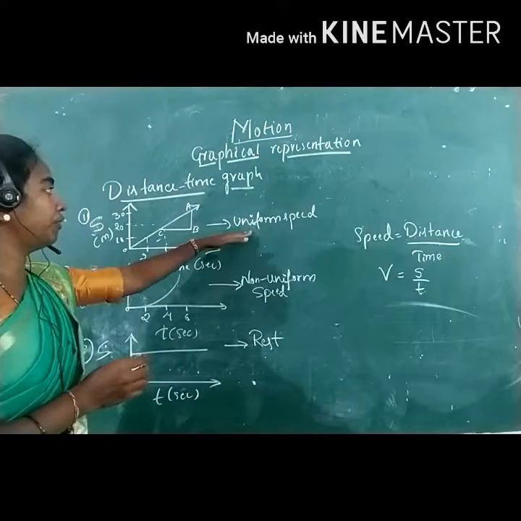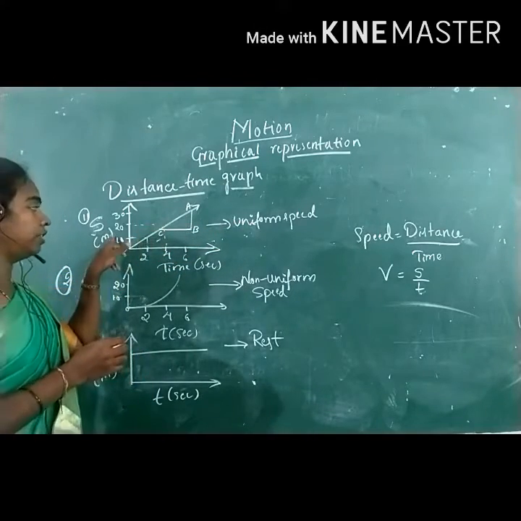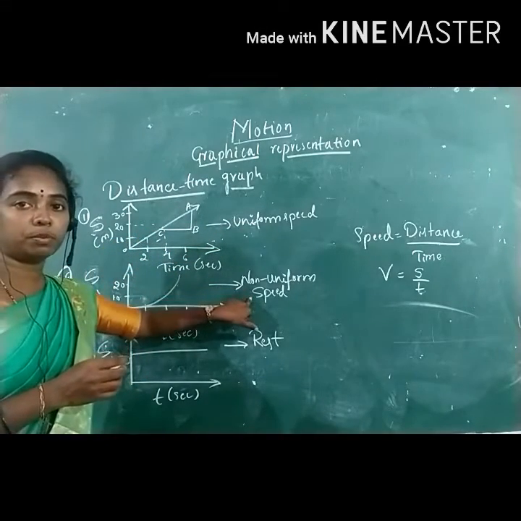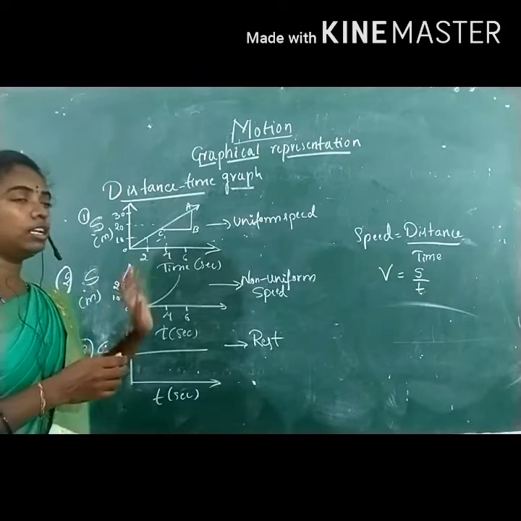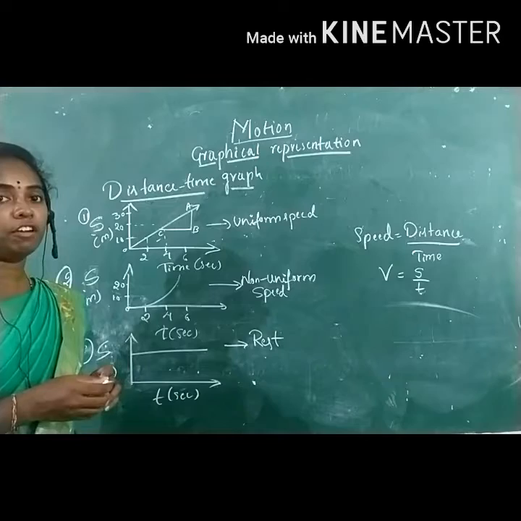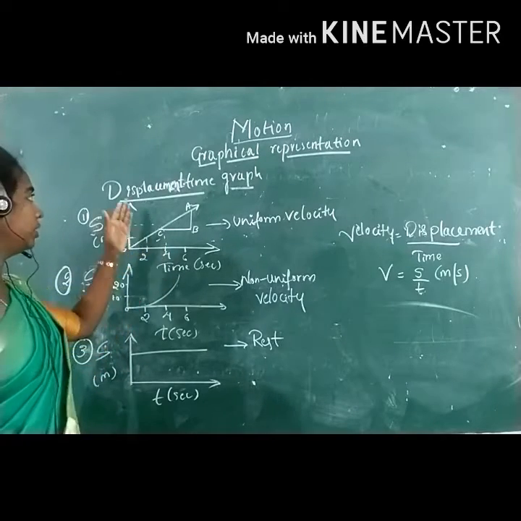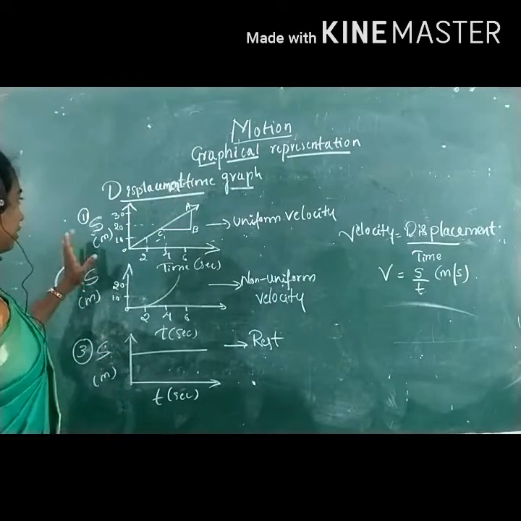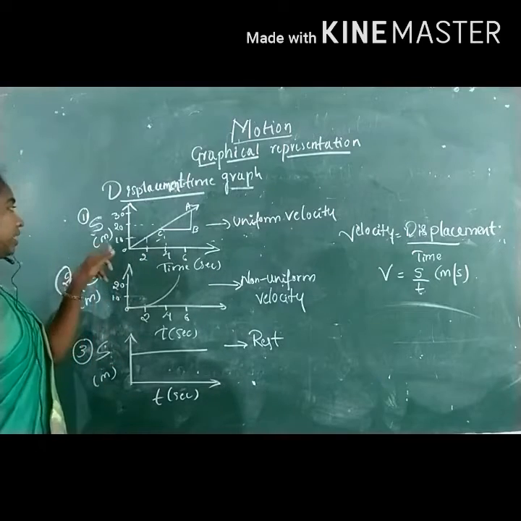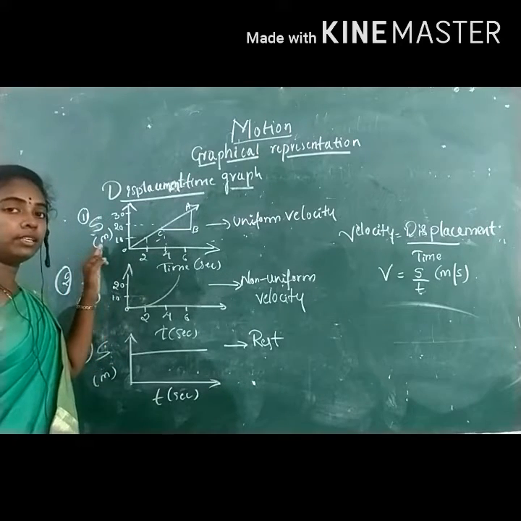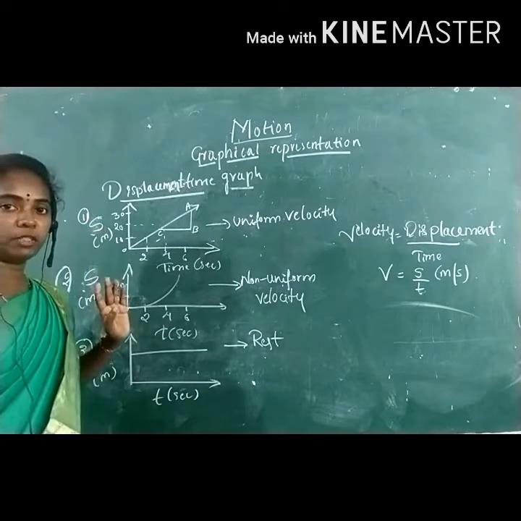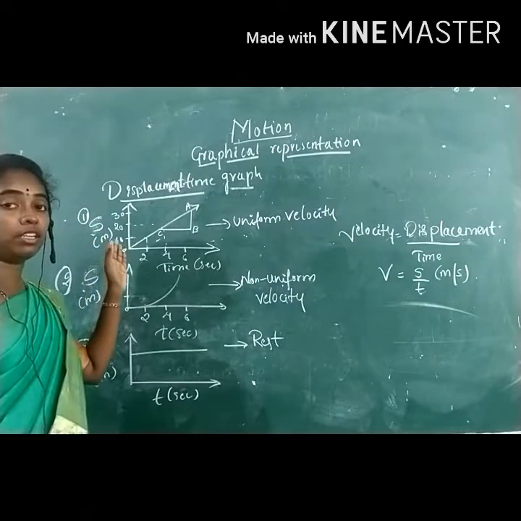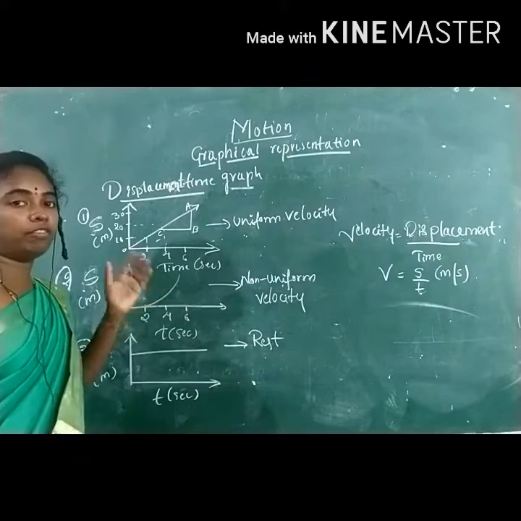Here you can observe uniform speed is having a straight line in the distance time graph, whereas non-uniform speed is having a curved line in the distance time graph. Let us learn the displacement time graph. Here the only change is that on the y-axis, where we considered distance in the distance time graph, now we are going to consider displacement. Only the change is displacement in the place of distance.